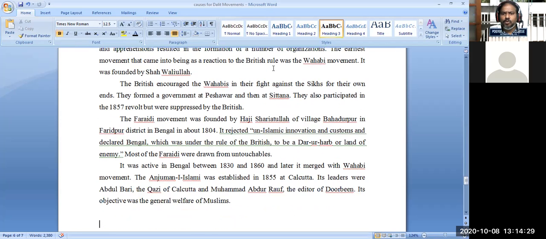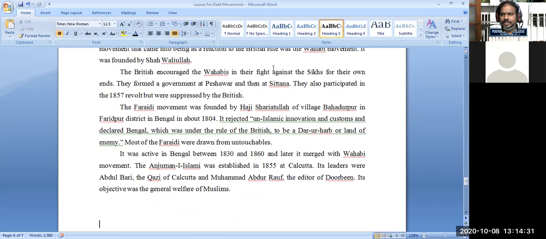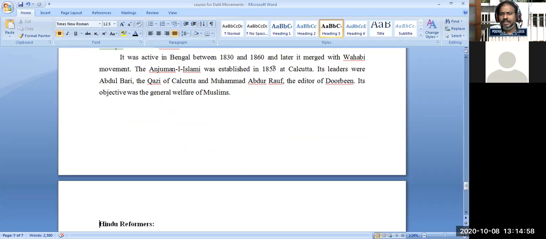Next one is the Faraizi movement, founded by Haji Shariatullah of village Bahadurpur in the Faridpur district in Bengal about 1804. It rejected un-Islamic innovations and customs and declared Bengal, which was under the rule of the British, to be Dar-ul-Harb or land of the enemy. Okay, most of the Faraizis were drawn from the untouchables. It was active in Bengal between 1830 and 60, and later it merged with the Wahhabi movement.